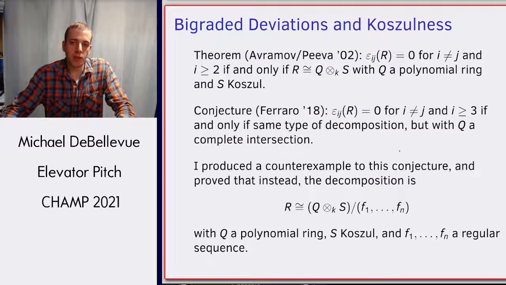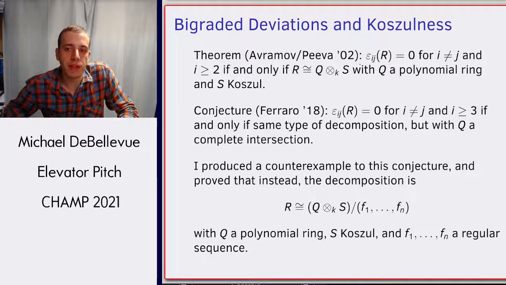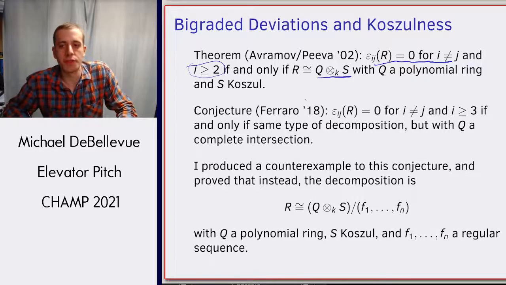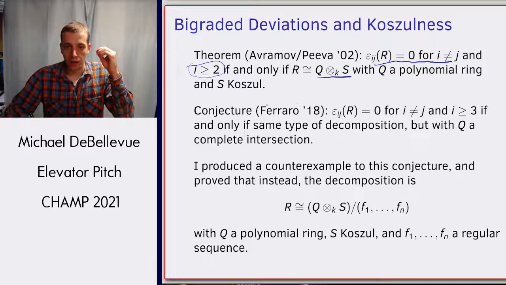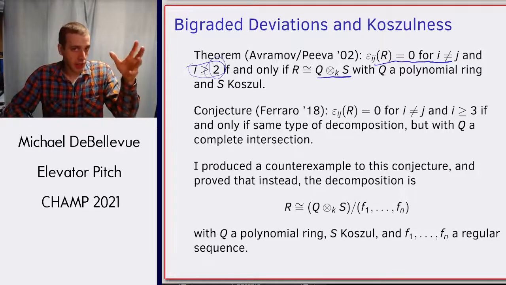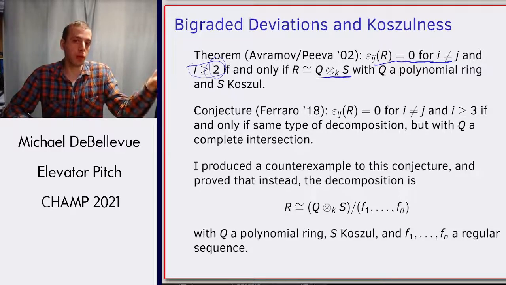The next project that I worked on really comes from this theorem that Avramov and Piva proved back in 2002. They proved that if the bigraded deviations satisfy this vanishing property right here, for homological degree 2 and higher, that's going to happen if and only if your ring splits into two pieces, a polynomial piece and a Koszul piece. This number 2 here is significant because the ordinary deviations vanish in position 2 and higher only for regular rings.